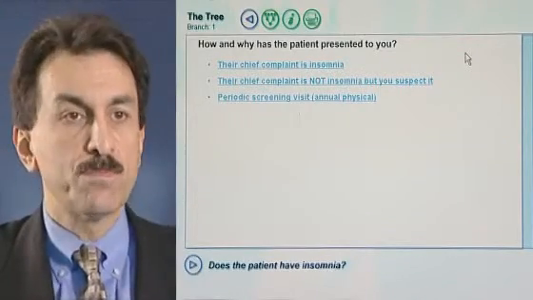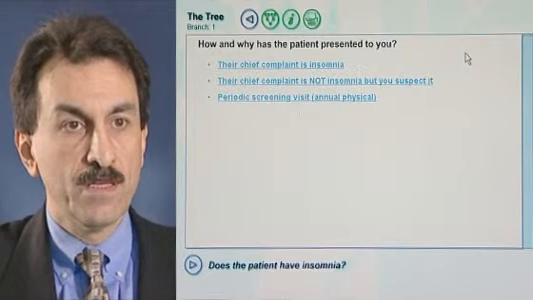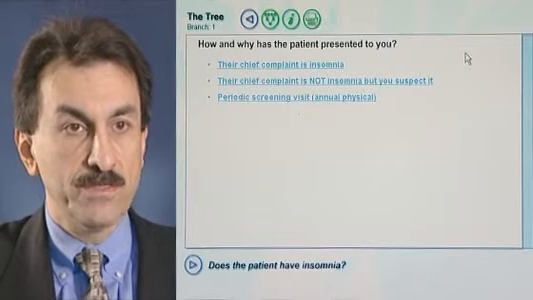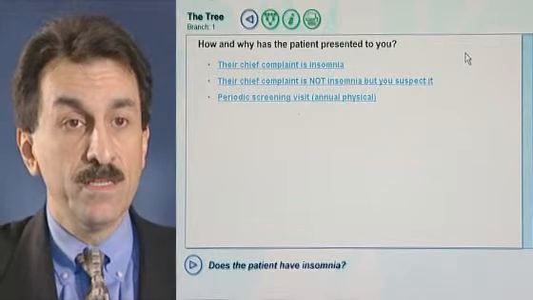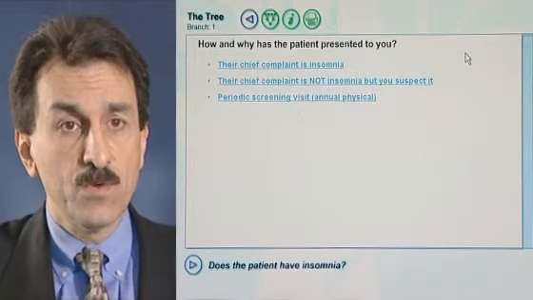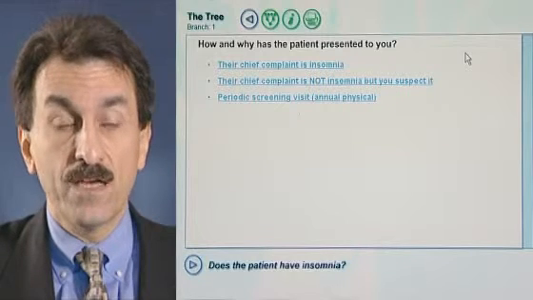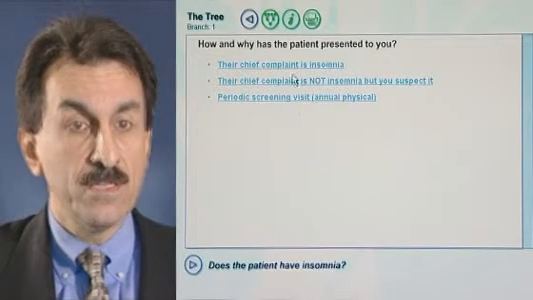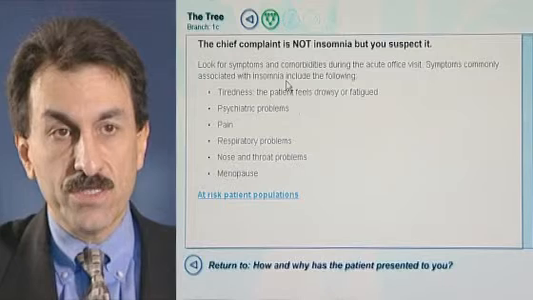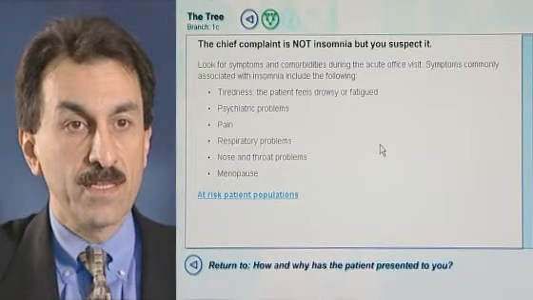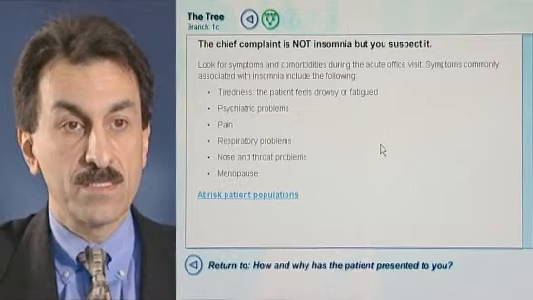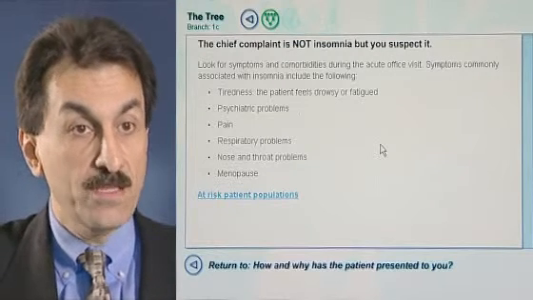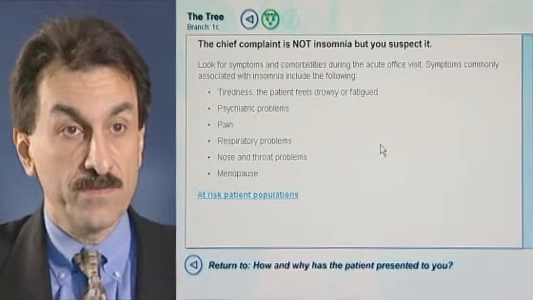Here we are in the first branch of the sleep tree. How and why has the patient presented to you? You can see here that patients with insomnia can often present with insomnia, but more often than not will present for some other reason. We can see here that patients coming in with insomnia can have many comorbidities, and this can be tiredness, psychiatric problems, pain, respiratory problems, etc.